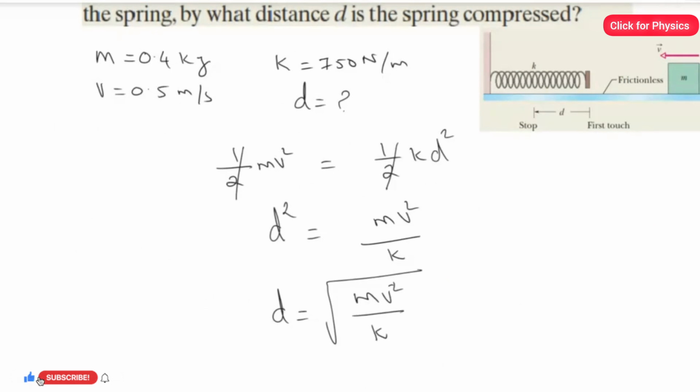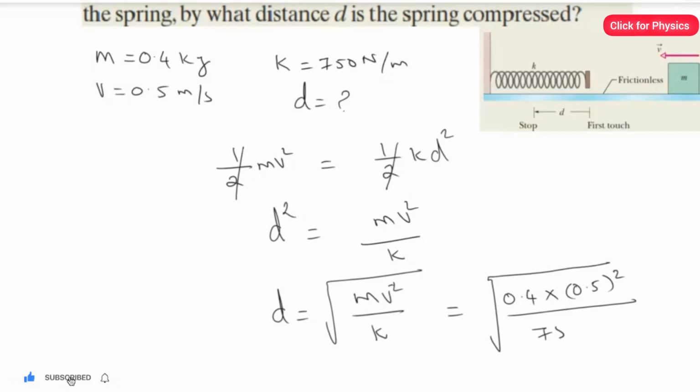Now we have to substitute the values here. The mass of the cumin canister is 0.4 kilogram multiplied by the speed of this object, 0.5 meter per second, and we have to square this, divided by the k value, 750. If you want, you can just take the v outside, because half of v square is v, but I just take everything inside. That's the reason I'm just using the speed square. So let's see what the answer is.